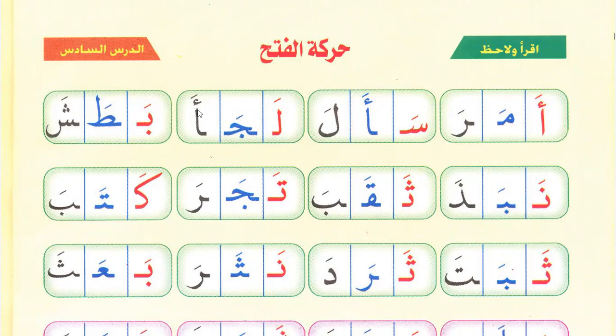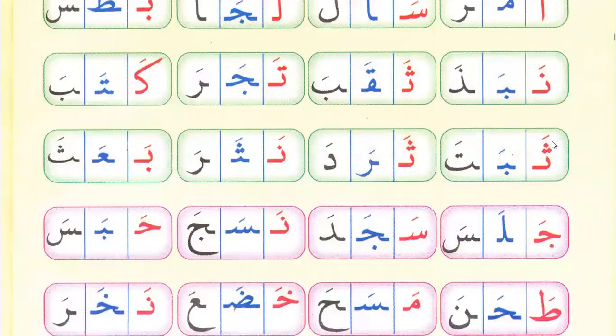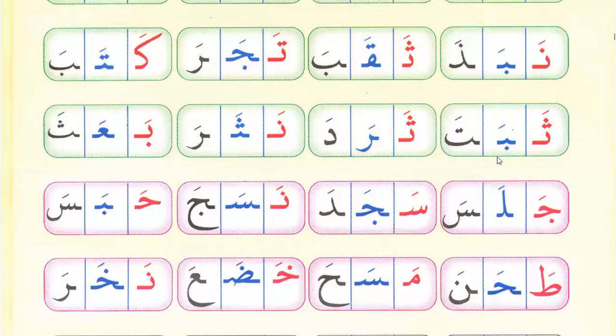La. Ja. La ja. Good. Ba. Da. Sha. Good. Na. Ba. Za. Good. Sa. Ka. Ba. Good. Ta. Ja. Ra. Good. Ka. Ta. Ba. Good. Ta. Sa. Ra. Nasara.